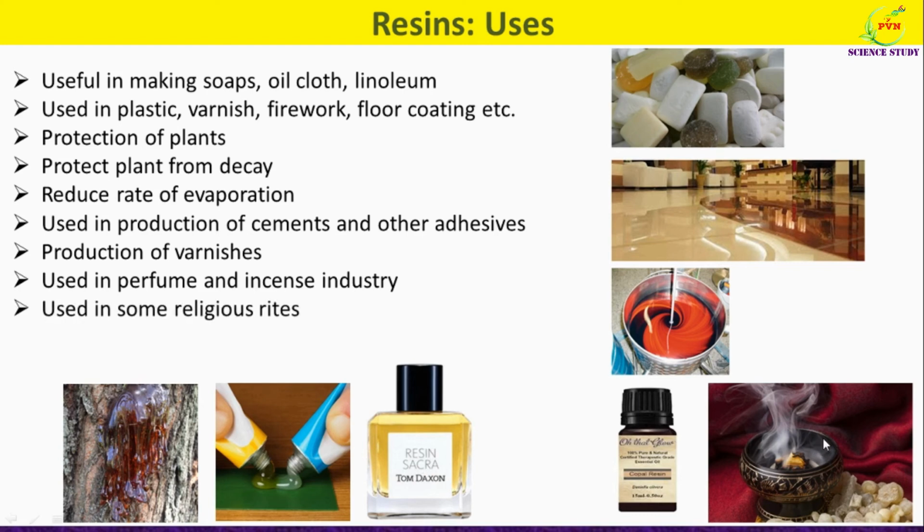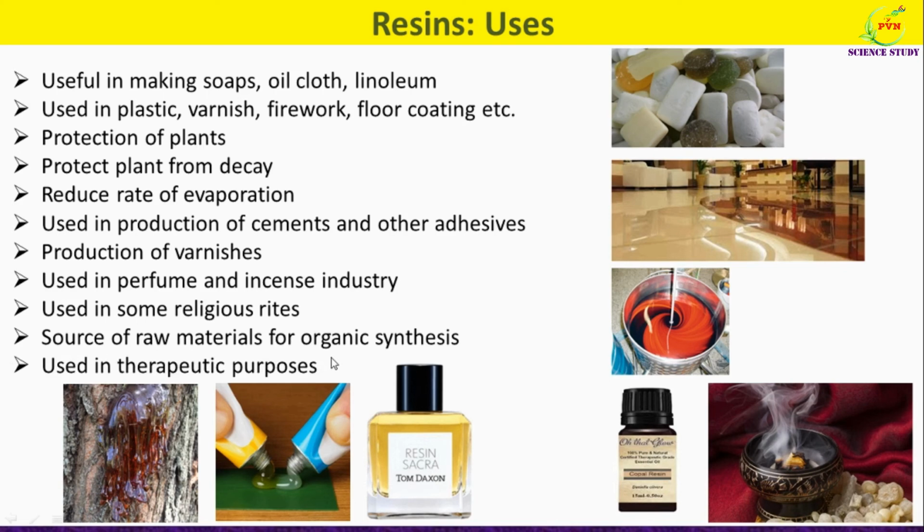Due to presence of strong special aroma, resins are the highly prized substances which are used as incense sticks in some religious rites, as you can see here. Resins are also source of raw materials for the organic synthesis and so therefore used for the production of other materials. Gum resins containing essential oils, ammonium, asafoetida, myrrh, etc. are largely used for the therapeutic purposes.